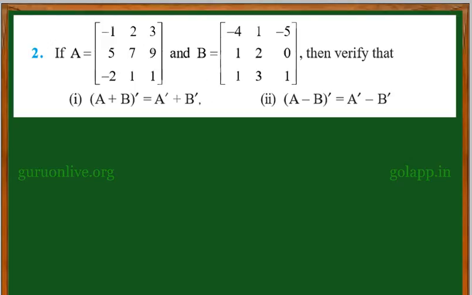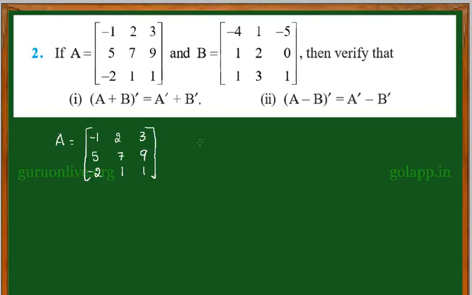So here, your LHS is (A + B) whole transpose, so that should be equal to your A transpose plus B transpose. Similarly, (A - B) transpose should be equal to A transpose minus B transpose. So the given matrix A is equal to, say, [-1, 2, 3; 5, 7, 9; -2, 1, 1].